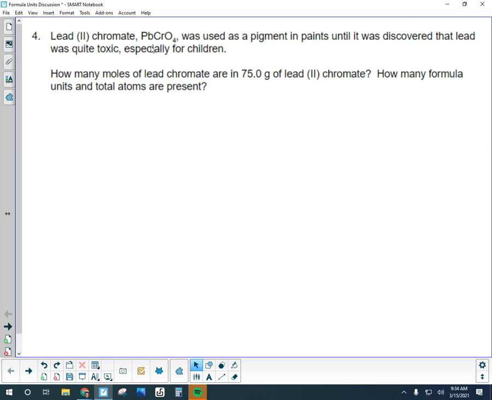So lead chromate is a lead atom with a +2 charge linked up with the chromate polyatomic ion, which is a chromium and 4 oxygen carrying a -2 charge overall. This problem asks you to solve for moles, which I think most of us can do pretty easily using the molar mass of lead chromate. But then it asks how many formula units do you have, and then how many total atoms. So let me give you a visual of what we're talking about with lead chromate.